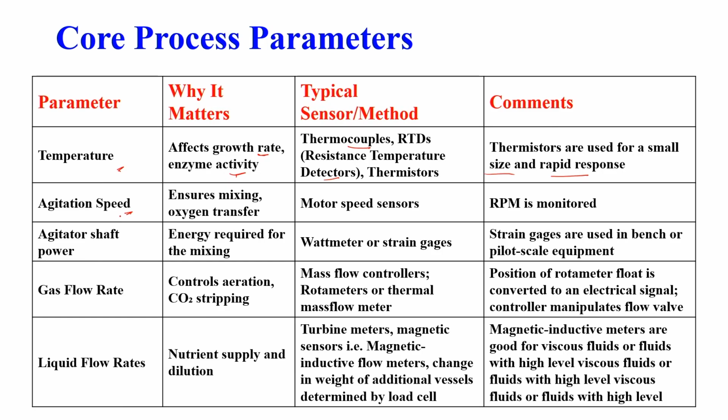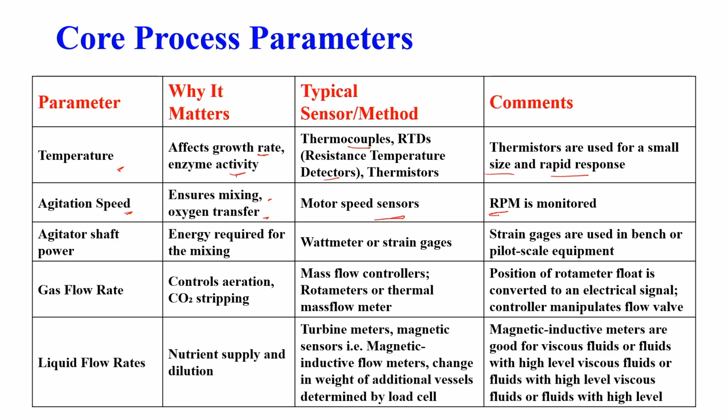Agitation speed, if you are having an aerobic culture which has both aeration and agitation. This speed ensures the mixing as well as the oxygen transfer, so that there is no dead zone inside the bioreactor. It also ensures uniform mixing, and it can be monitored by having a motor speed sensor.